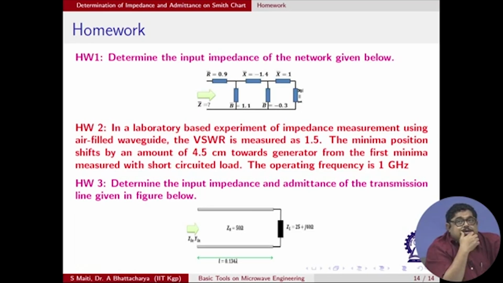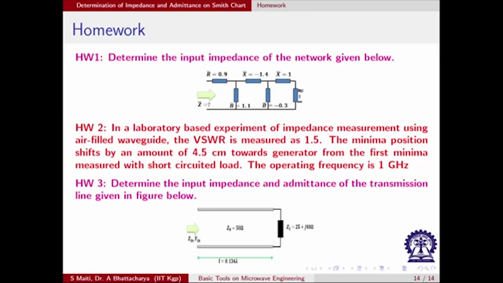So, this will test whether you have understood this, and now you will understand that doing this same thing without the Smith chart would be a lot of trouble, a lot of calculations, but in a Smith chart graphically you can do it very easily if you have understood this.